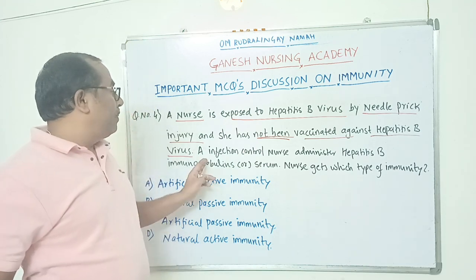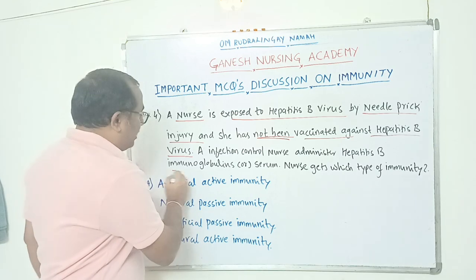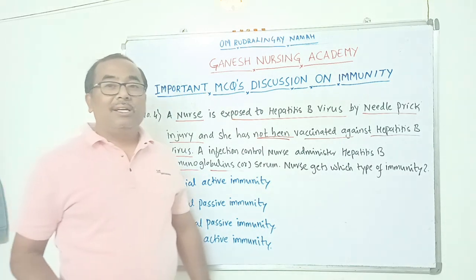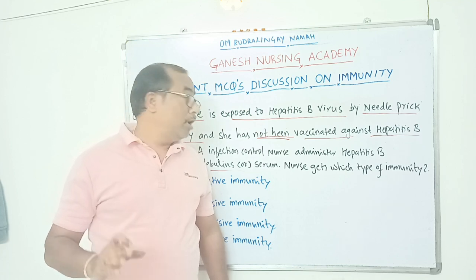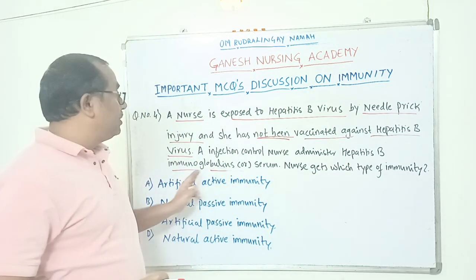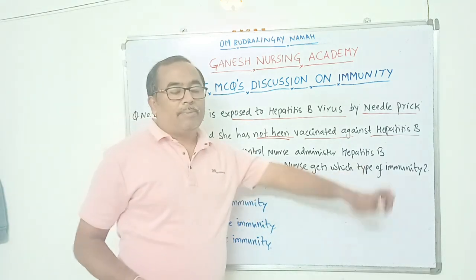So now what happens here? The infection control nurse administers hepatitis B immunoglobulins. Here the infection control nurse does not plan to administer the hepatitis B vaccine. He plans to administer the hepatitis B immunoglobulins or serum. What is the reason for this? We'll see. And the nurse gets which type of immunity?